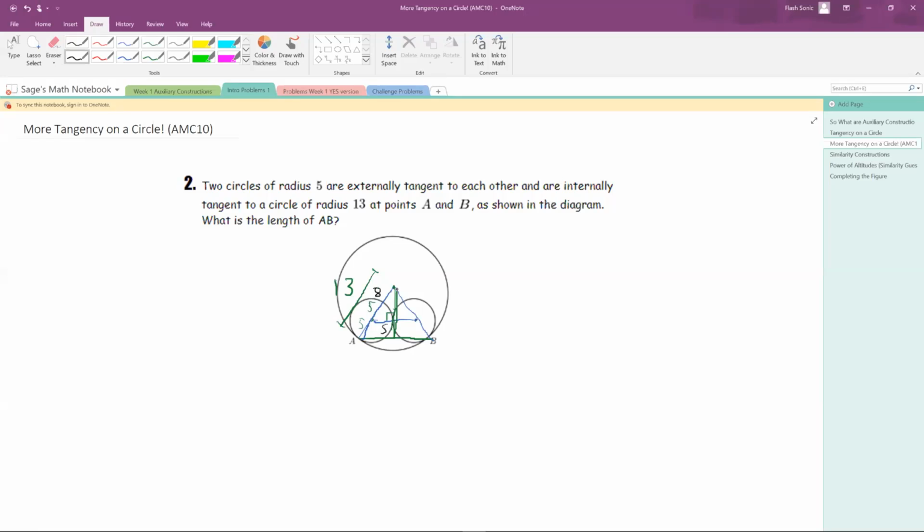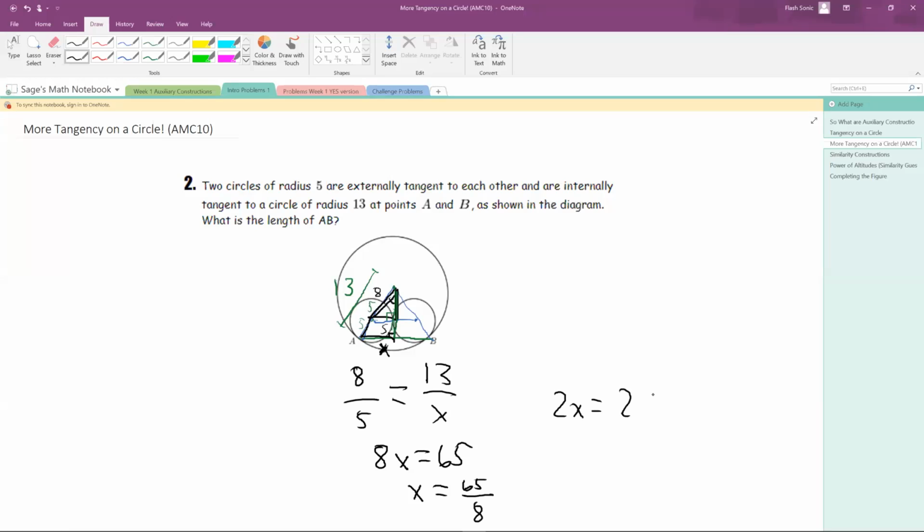So from here, if we look at the smaller triangle right here, we can see that it is similar to the bigger triangle, which is this one, as both of them share an angle, and they both have a 90-degree angle. So if we use similar triangles, we can get that 8 to 5 is equal to 13 to x, where x is this segment right here, to get that 8x is equal to 65. So x is equal to 65 over 8. And then since we want to find AB, which is 2 times the length of x, we get that 2x is equal to 2 times 65 over 8, which is equal to 65 over 4. So yeah, that's our final answer.